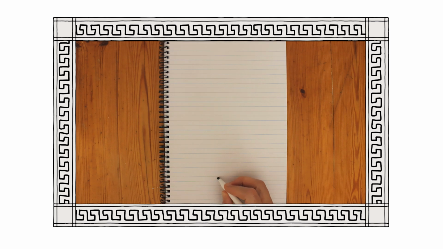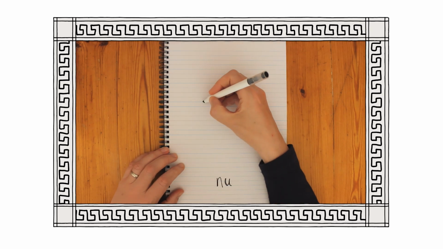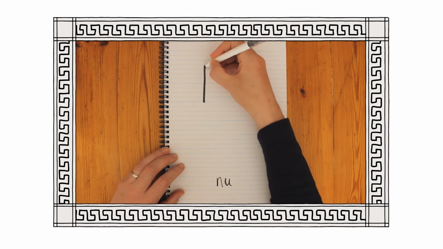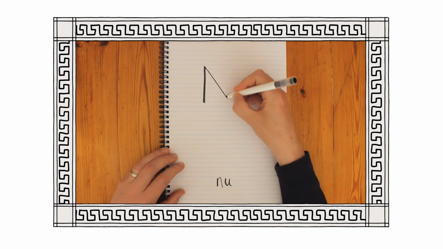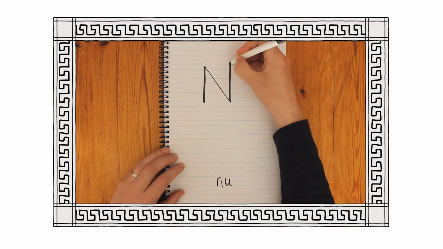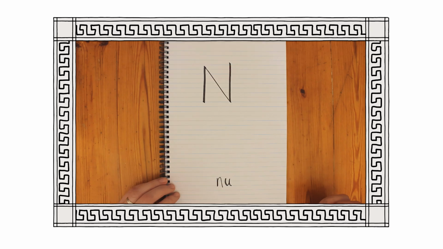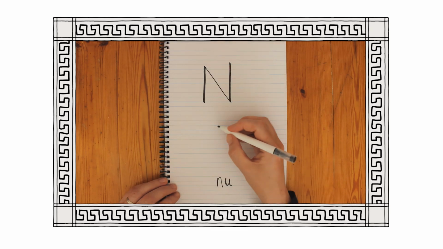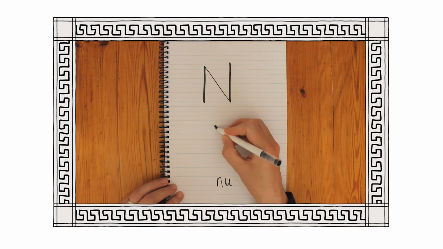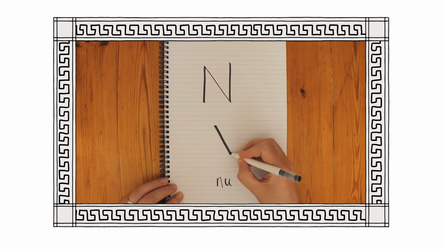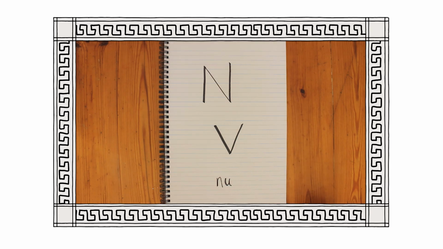Now mu's friend nu. Nu sounds like our letter N. The uppercase nu looks like our capital N, but its lowercase looks like our V. For the upper, start bottom left, draw a vertical line towards top left, go diagonally down towards bottom right, then up in a vertical line towards top right. For the lowercase, start top left, draw a diagonal line towards bottom middle, then diagonally up towards top right.